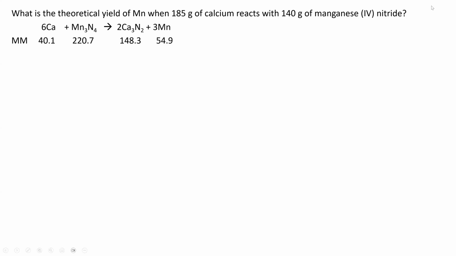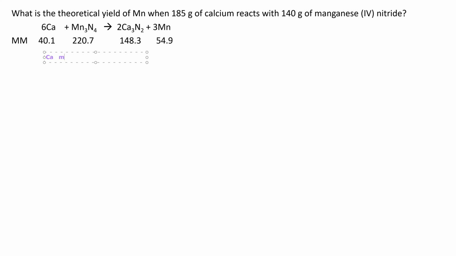So in our next example, we want to calculate the theoretical yield of manganese when 185 grams of calcium reacts with 140 grams of manganese 4 nitride. So unlike our previous example, in this example we have the mass of each reactant. So unfortunately, we don't know the limiting reactant right off the bat. So first we're going to have to determine which reactant is the limiting reactant. And similar to what we did on the last example, we're going to do a calculation for calcium.